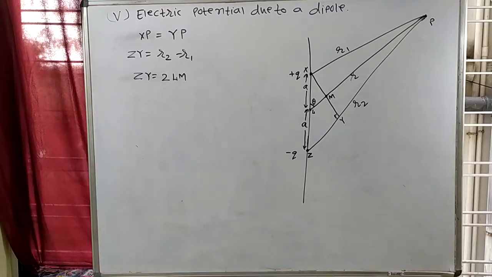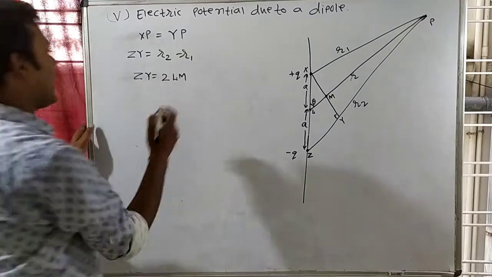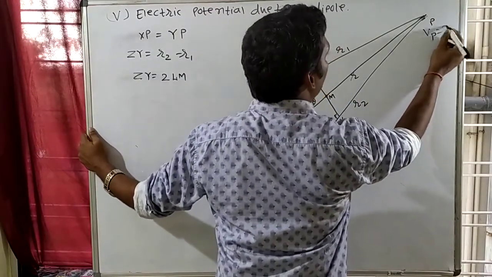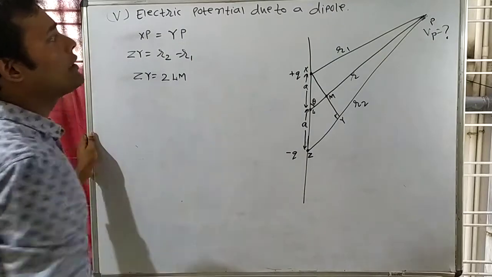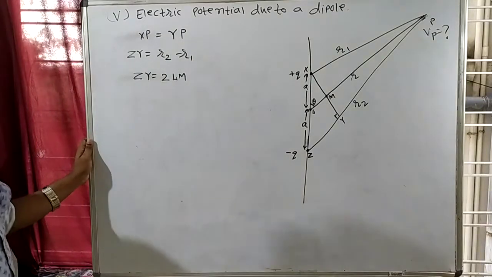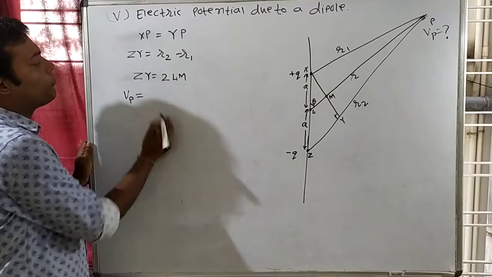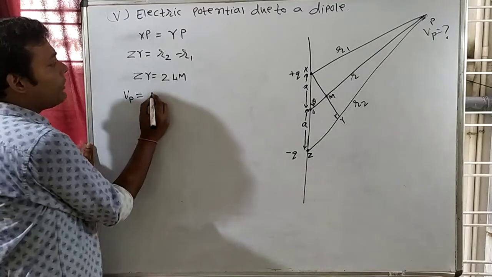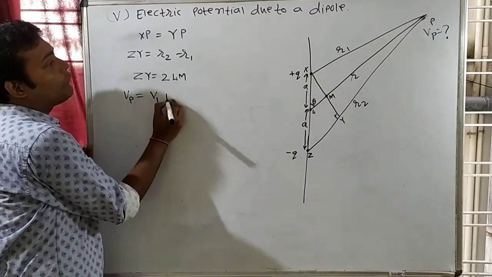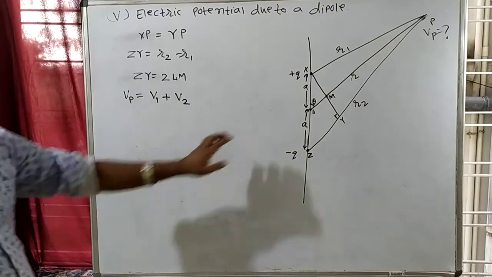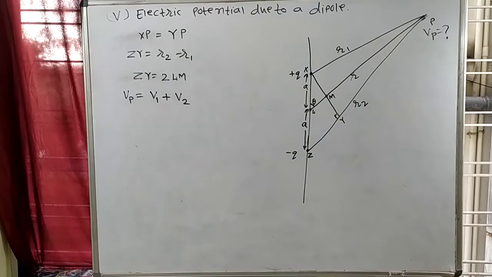Now I am starting my derivation. What do we want to calculate? We want to calculate the electric potential due to the dipole at point P. So we want to calculate V net, Vp, the potential at point P. So what will be the total potential at point P? That will be equal to V1 plus V2, the potential due to this plus the potential due to this. Can we write?